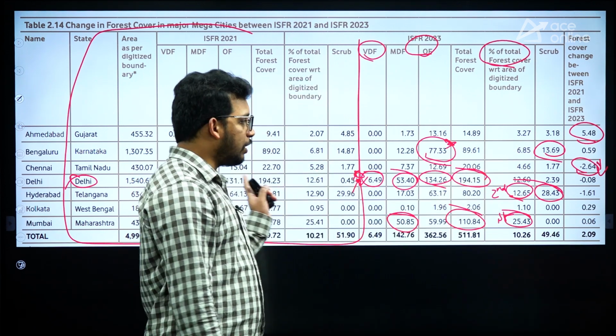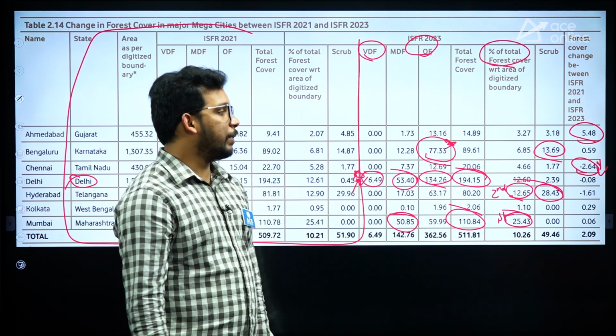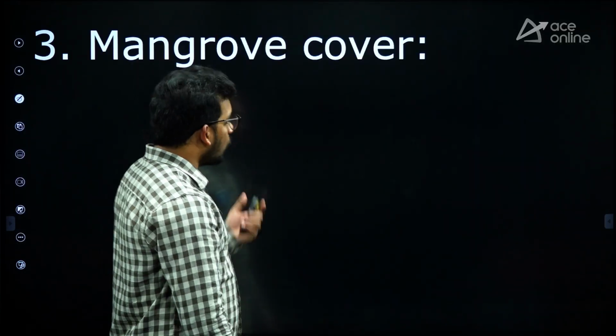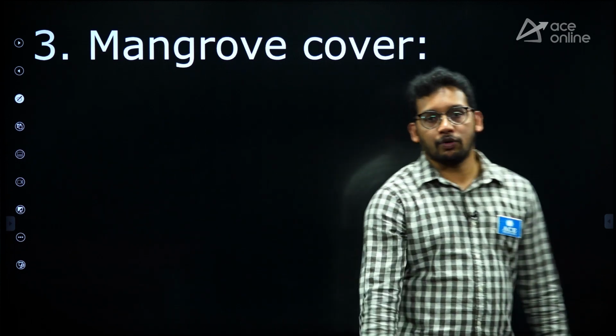So the highest decrease was seen in Chennai city and the highest increase was seen in Ahmedabad city, right? So these are the important details. Make a short note of it, and accordingly you have to remember the things. Fine. Now coming to the third topic, that is the mangrove forest.